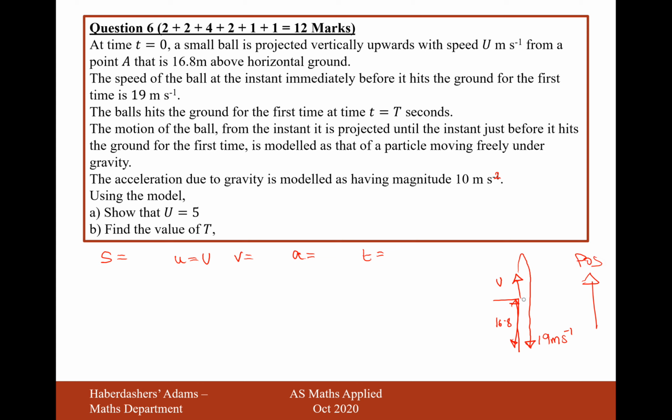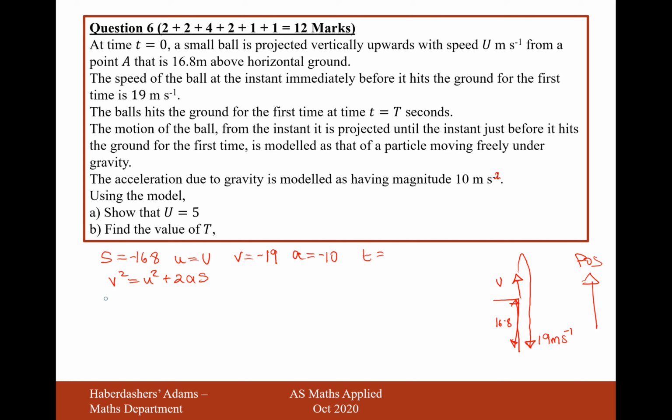So therefore, we're going to have a displacement of minus 16.8, a final velocity of minus 19, and an acceleration due to gravity of minus 10. Most of these are negative, but it's going to help make sure that u is positive. So what connects these four variables? It's probably going to be v squared equals u squared plus 2as.